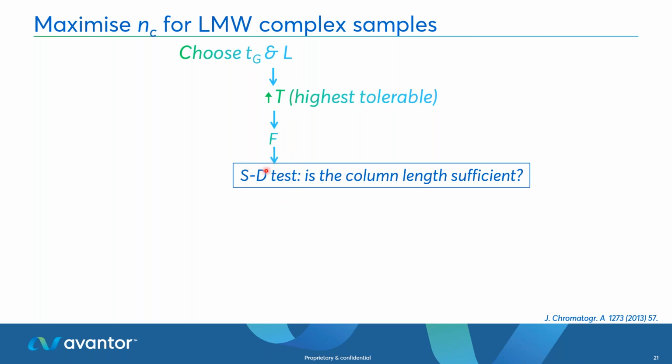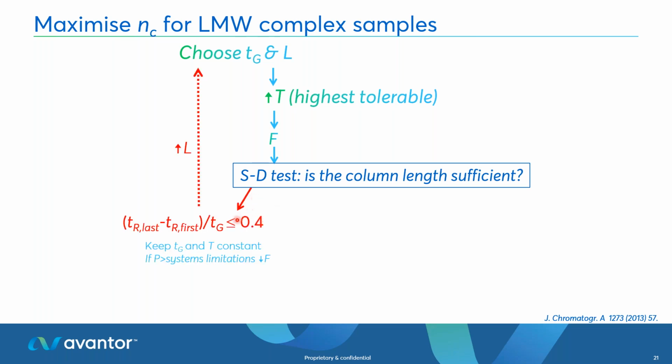We do the Snyder-Dolan test again, 5 to 100% B with our sample. However, we do put a stricter criteria. We need to put this 0.4 or 40% criteria, because this will give you a very clear-cut yes or no: do we have the correct column length? If we fail this criteria, then we need to increase that column length.